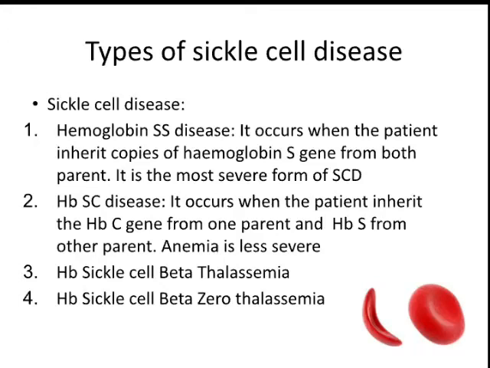So what is beta 0 thalassemia? The patient will have no normal cells at all. That is called hemoglobin sickle cell beta 0 thalassemia. That's why it is called 0.